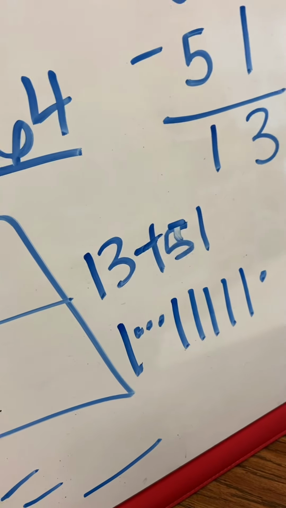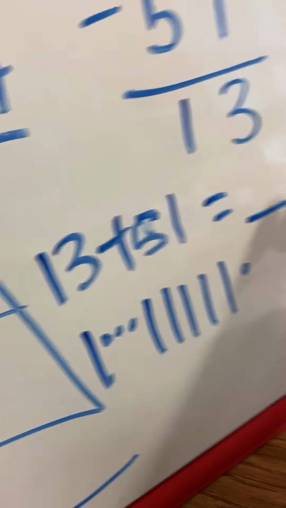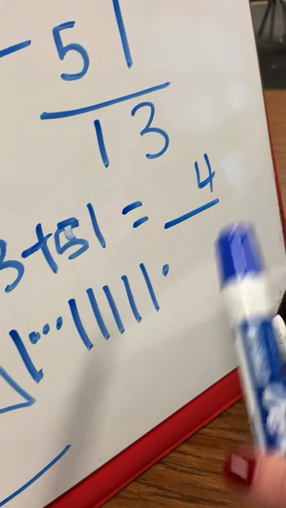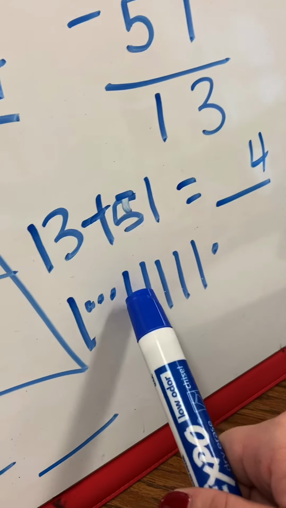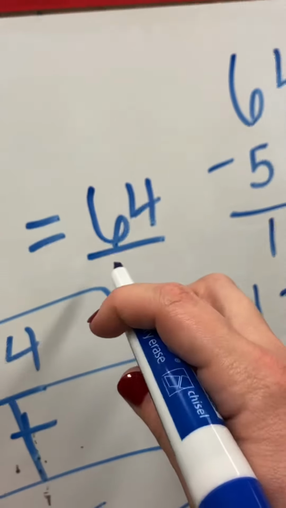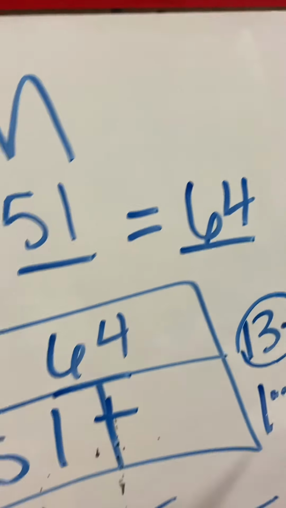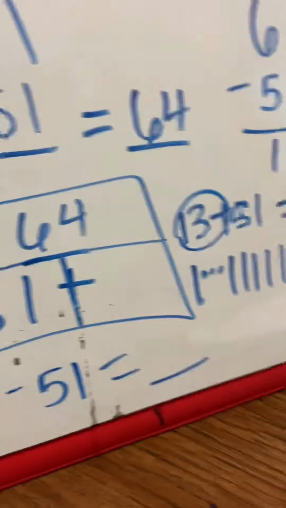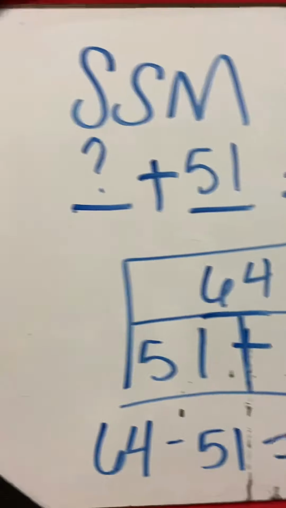If I add up the units first, that's 4 units. And 10, 20, 30, 40, 50, 60, 6 tens. So this answer matches this, so we know that 13 is the number that fits in that blank. So for the answer, it would be 13 swans.